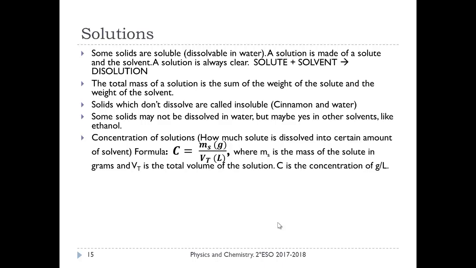The concentration of a solution is how much solute is dissolved in a certain amount of solvent. The formula is the mass of the solute, measured in grams, divided by the total volume, measured in liters. So this leaves us with a concentration in grams per liter.